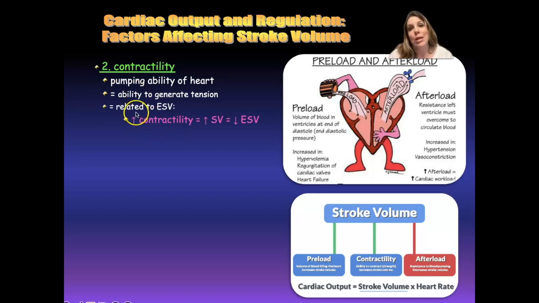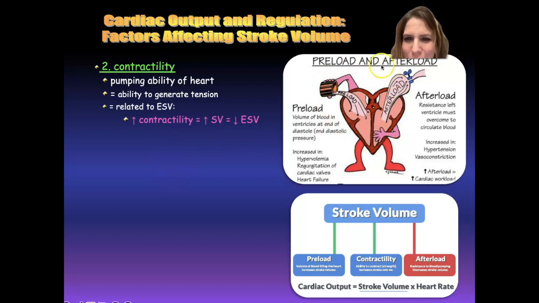And so this is going to be related to the end systolic volume, because the more you pump out, the lower that end systolic volume will be. So the higher the contractility, the higher the stroke volume is going to be, and the lower the end systolic volume is going to be. Or a way to look at that is the less blood you have left in the ventricle after you've tried to eject it all, that means you're going to have a higher stroke volume. That means more blood was pumped out, which means you have higher contractility because you're good at pumping stuff out.